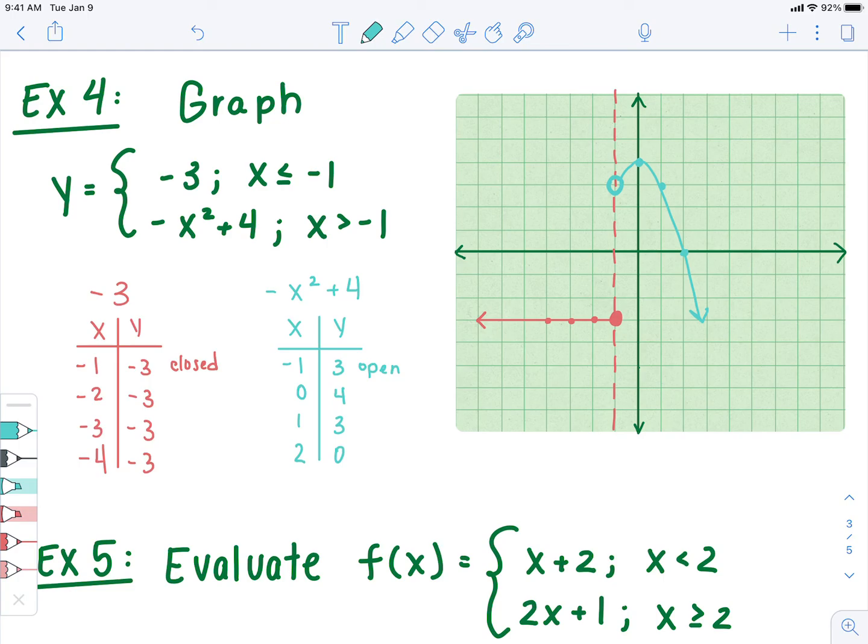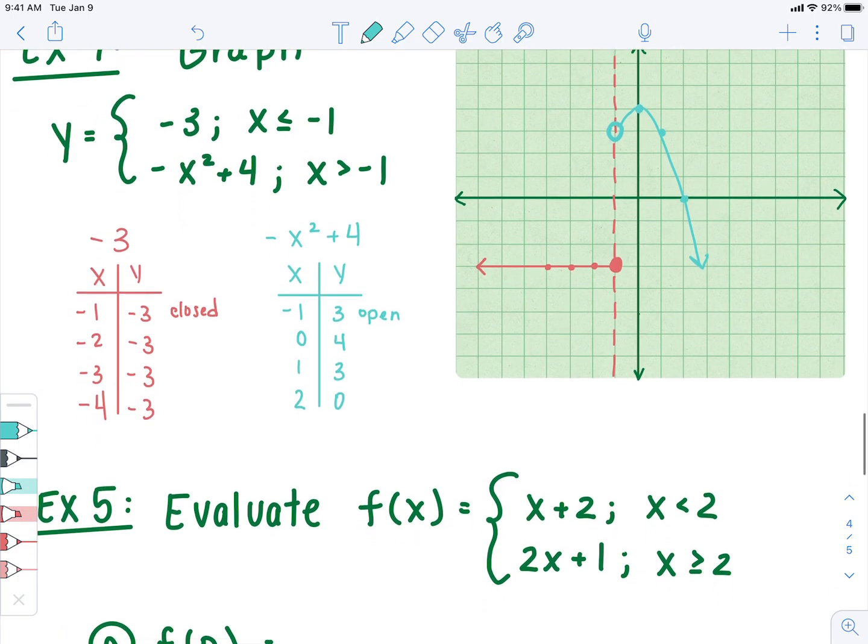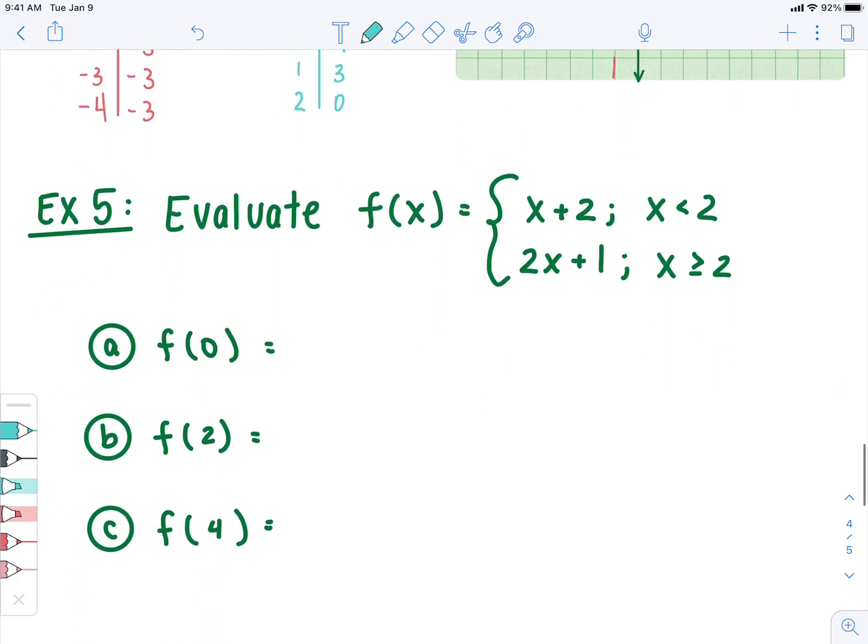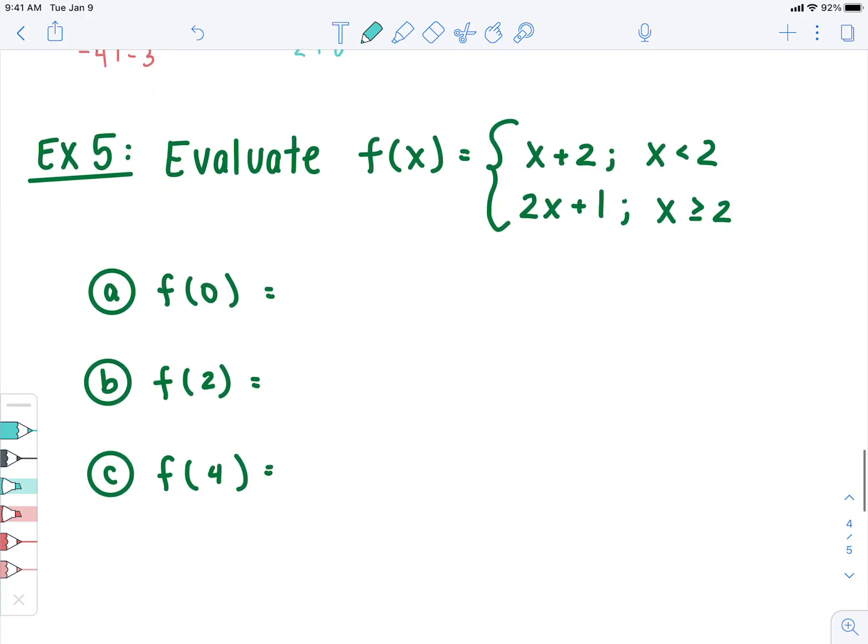So now the last thing that I can ask you, and I'm going to ask you on your classwork today, is to evaluate the function, which you know means to plug in the x value. I'm plugging in the x value, but now when I look at that function, I have two separate pieces. So before I can plug in, I have to decide which piece to plug into. So I notice that x plus 2 is being used for any number less than 2. But then the second piece, that 2x plus 1, is used for any number bigger than 2.